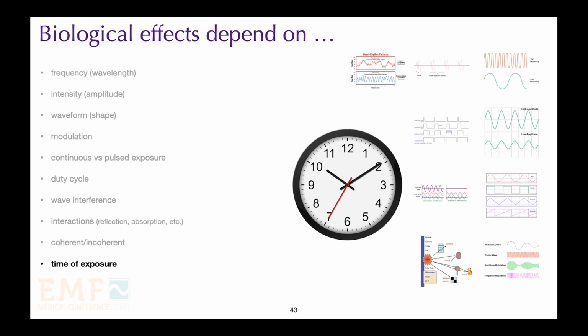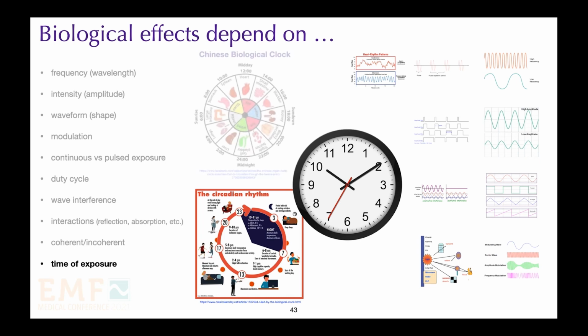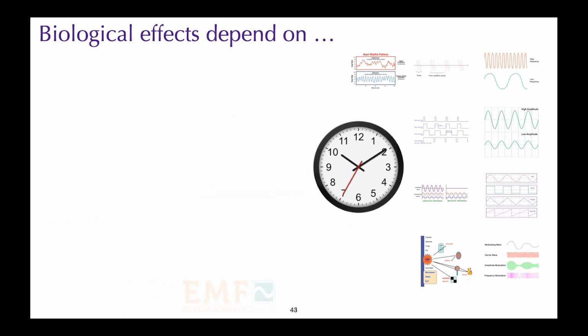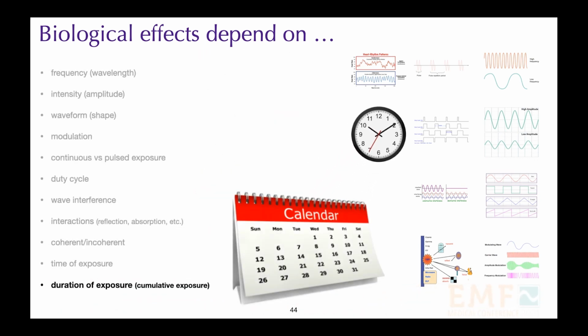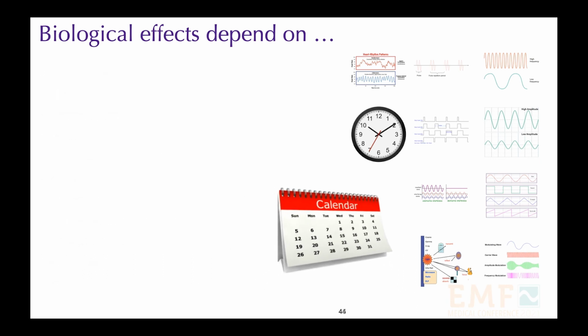Time of exposure is important, and this is based on a combination of circadian rhythm and the Chinese biological clock. The worst time to be exposed to electrosmog is during sleep, when your body is repairing itself. Anything that interferes with sleep is also going to have adverse effects. Duration of exposure and cumulative exposure are important from a biological perspective. Taking breaks, digital detox, provides an opportunity for the body to heal.